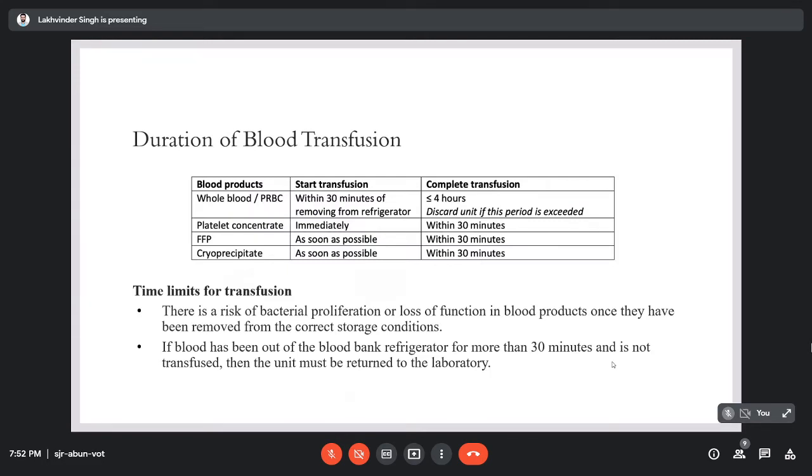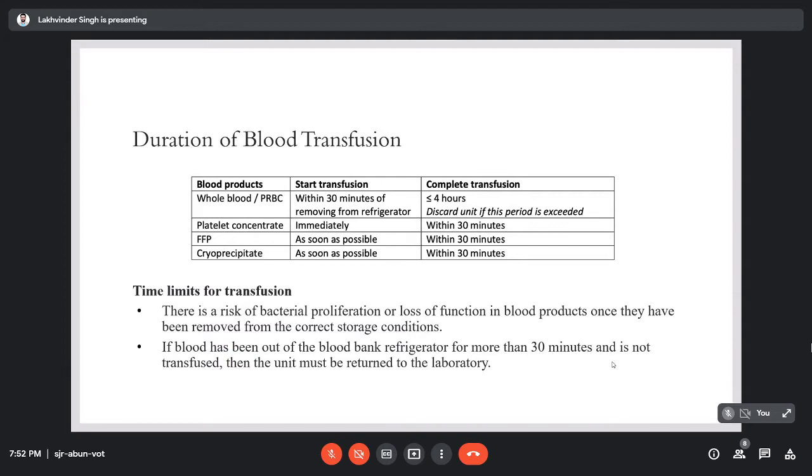Now, the important next question is the duration of blood transfusion. In how much time do you have to transfuse that particular blood component? Whole blood and PRBC have to be transfused within half an hour of removing from the refrigerator. Refrigerator means the blood storage refrigerator, which maintains the temperature between 2 to 6 degrees Celsius. And the transfusion has to be completed in less than 4 hours. If the period is exceeded, then do not use it.